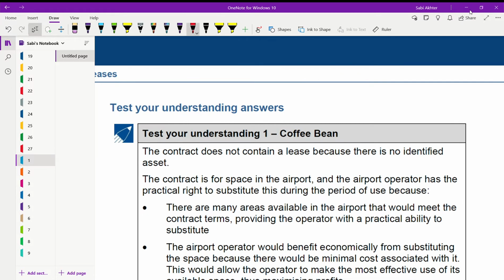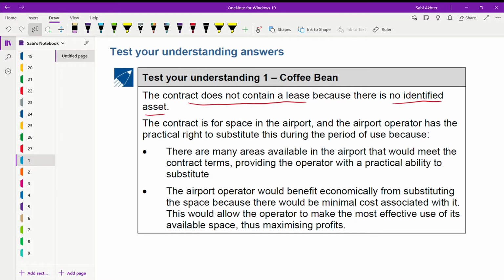Straight away they said the contract does not contain a lease because there is no identified asset. When there is no identified asset, you cannot say it's a lease. To say it's a lease, there should be an identified asset, right? Now let us read more.